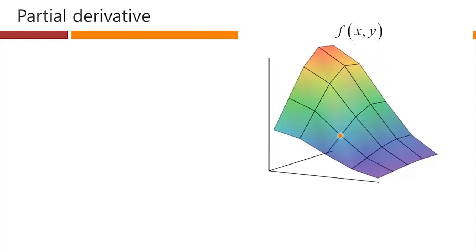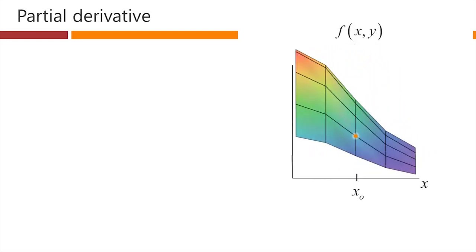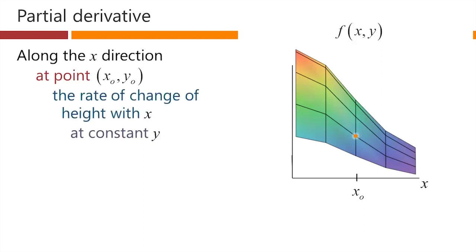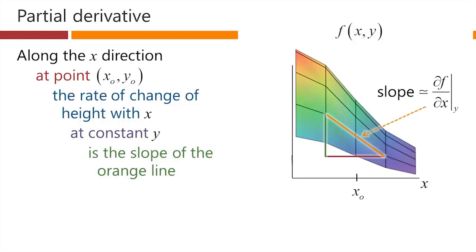Rotating around to look at the other side now, we're going to be looking at a point x naught and the gradient round about there as we change x along a line of constant y. So this black line here is a line of constant y. So y equals y naught. So again, along the x direction, at some point x naught, y naught, this point here, the rate of change of the height with x at constant y, so that's along this line here of constant y, is the slope of this orange line now.